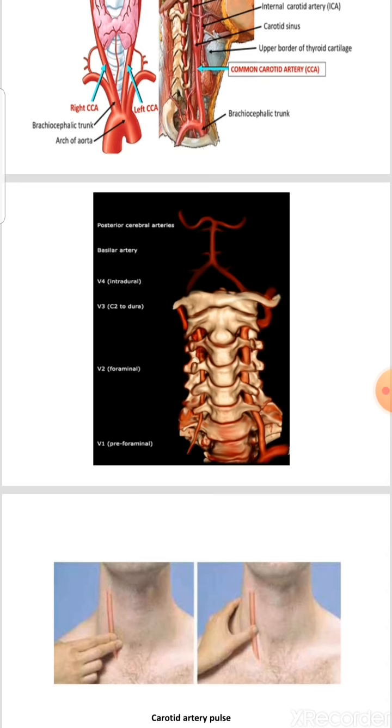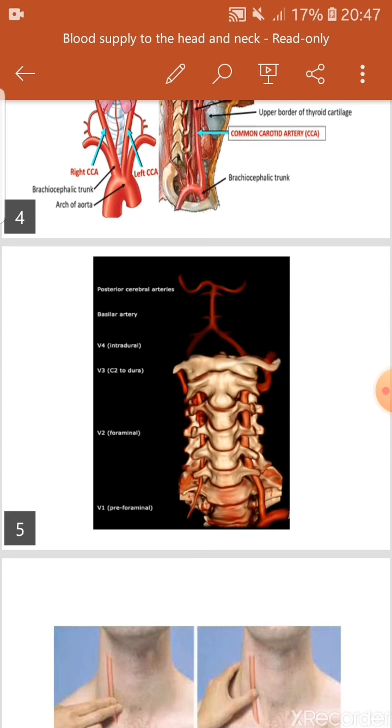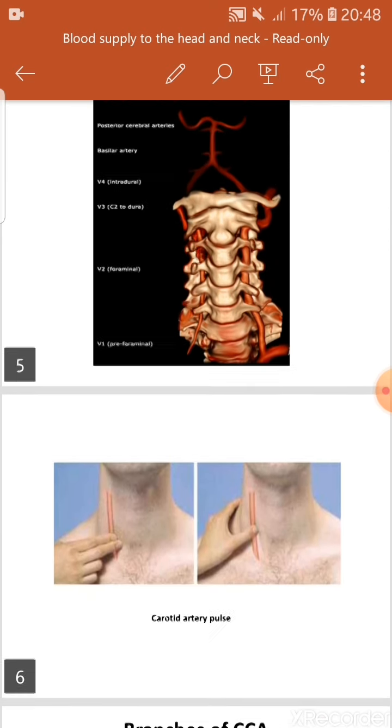And if we talk about its course, after rising from the subclavian arteries, it goes posteriorly and travels between the foramen. These foramen are present in the transverse processes of the cervical vertebrae, and these foramen are called the vertebral artery foramens. And these vertebral arteries take part in the formation of circulus arteriosus, which we will discuss later.